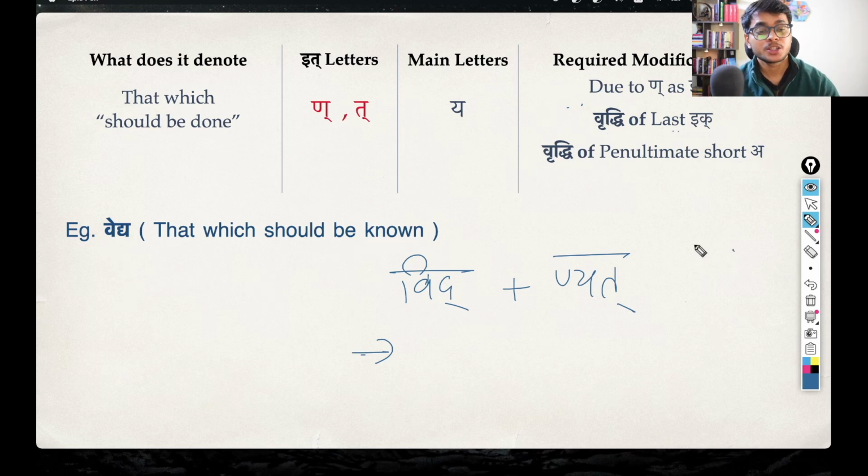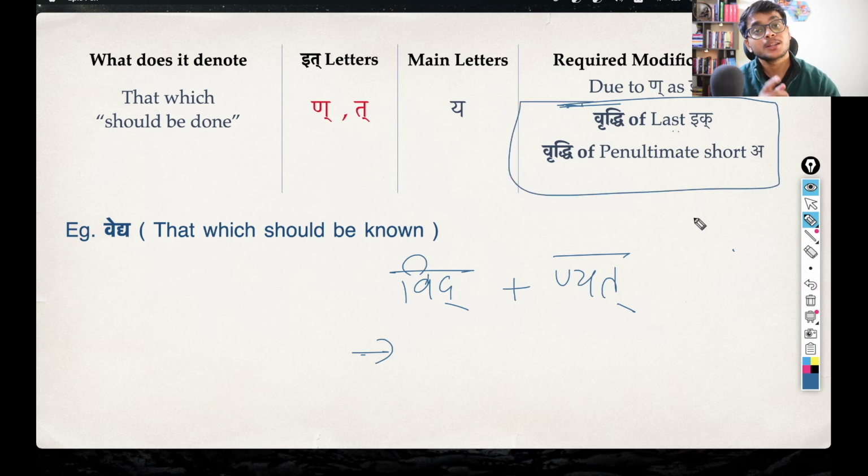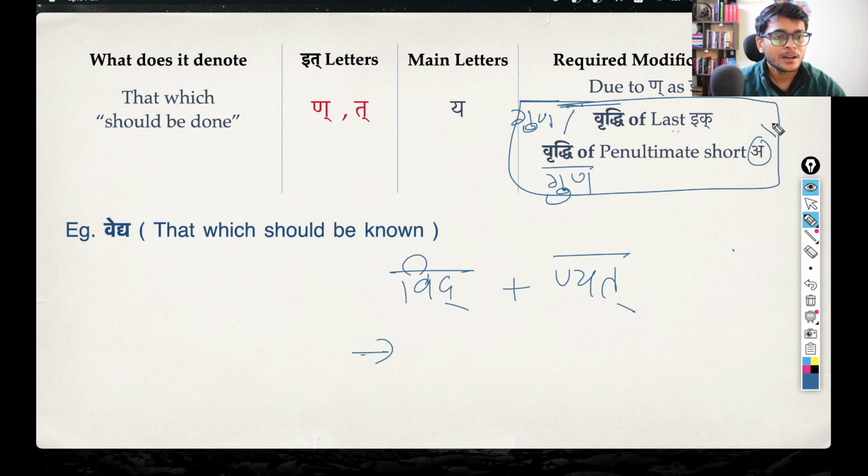Okay, and now pay attention to this one point that I also spoke about in the last video, that whenever the vriddhi cannot happen, then the guna can happen. Okay, and for guna also we know that guna generally happens for the last ik, and the guna also happens for the penultimate short, not a, rather it happens for the short ik pratyahara.